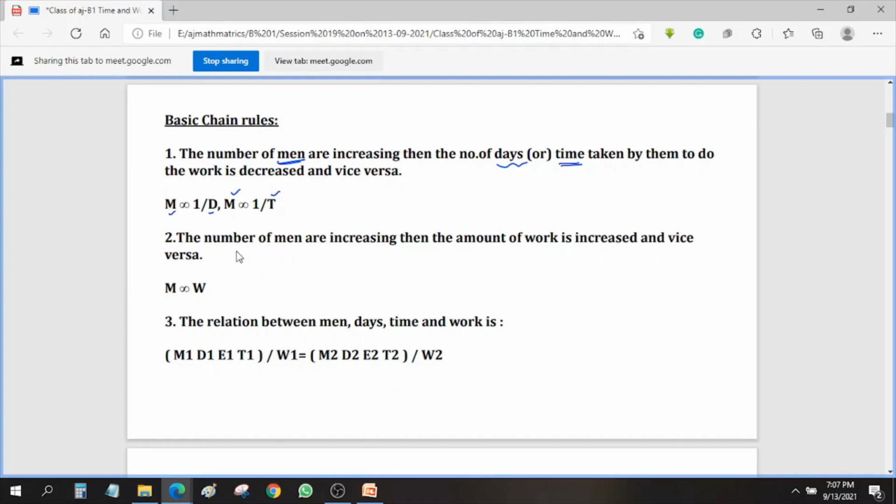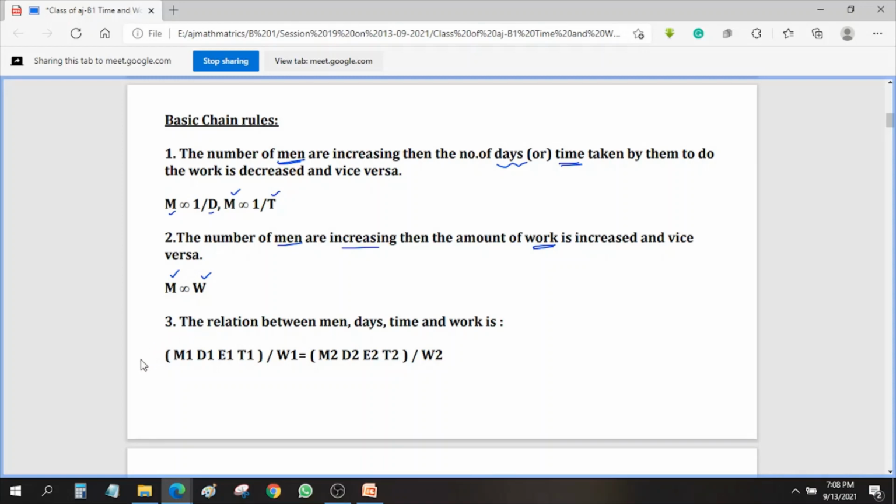Now, when it comes to the second point, if the number of men is increasing, the amount of work is increased. If we deploy more men, then obviously the work done by them will be increased. So men and work are directly proportional. These are the two things you need to remember: men and days are inversely proportional, men and time are inversely proportional. Actually, you need not remember this one, you can easily find it out. If men are increasing, days should be decreased, that's a general thing. If men are increasing, work should be increased, that you can also easily remember.